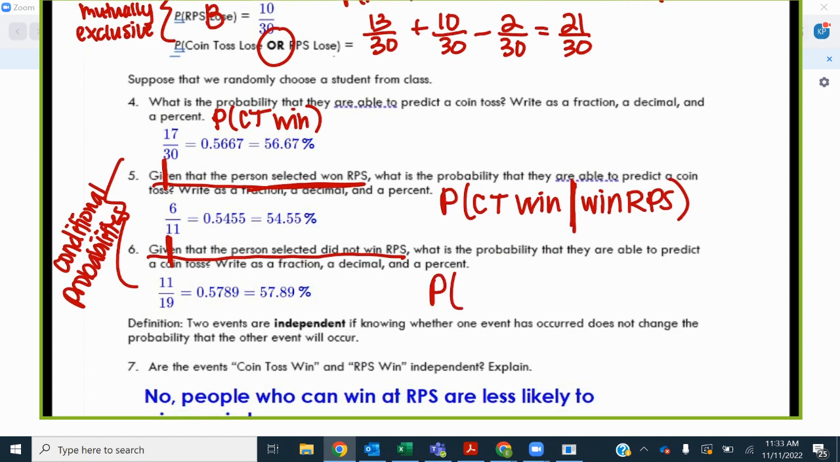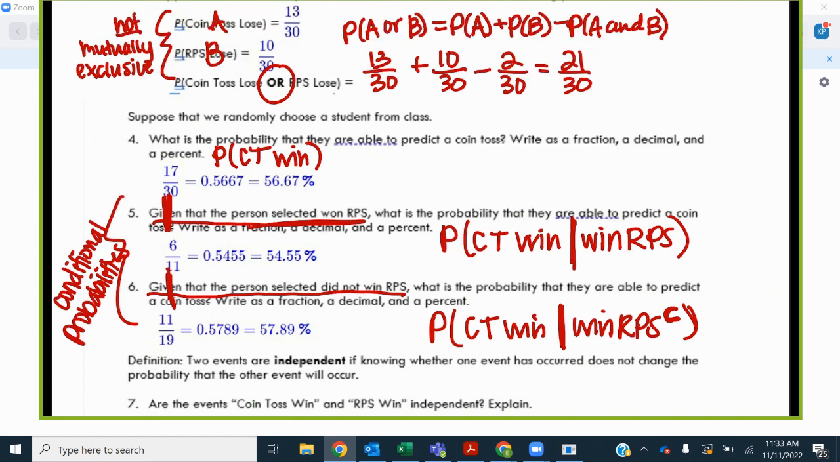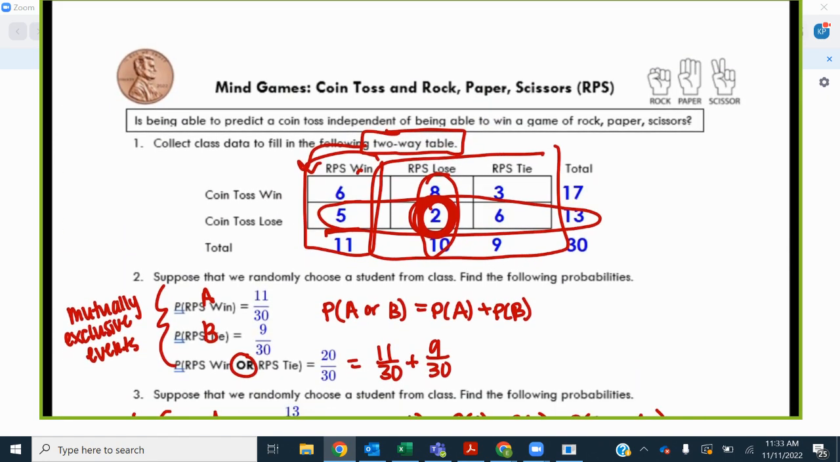Or this one would be P of coin toss win, given that they did not win rock, paper, scissors. So we'll use that little C for did not. So whatever comes after that word given is what comes after the vertical line in the notation that we use. And then when you think about the answer, you just want to make sure you only look at that condition. So if winning rock, paper, scissors is a condition, only look at this column. If not winning rock, paper, scissors is the condition, then only look at these outcomes.